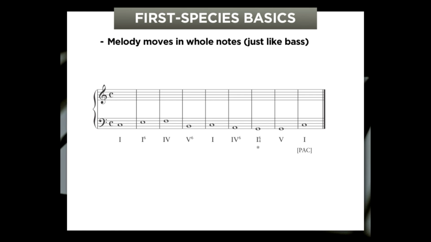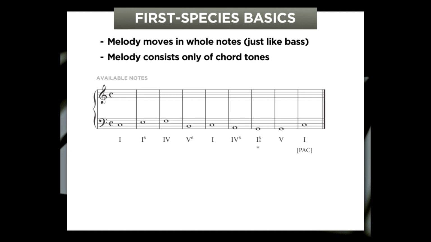In first species, you're going to write a melody that moves in whole notes, just like the bass. So there's going to be one whole note per bar in the melody, as well as the bass. And the melody consists in first species only of chord tones. You can only use the notes that are in the chords indicated by the figured bass.